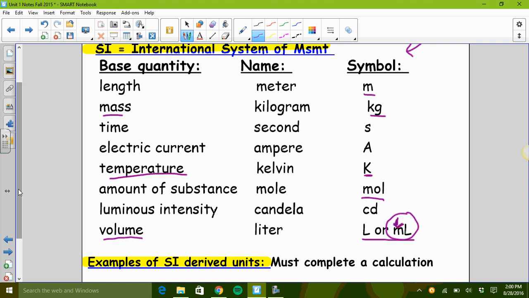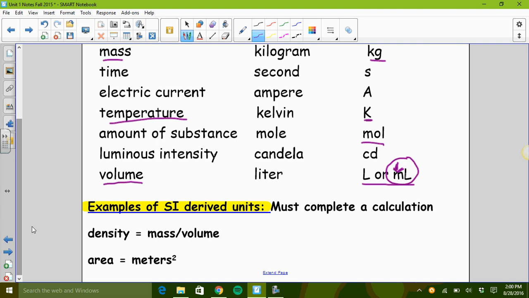Occasionally we have to derive our own units, and an example that you might be familiar with is that of density. So density, you can see it's not a measurement up here, but it includes mass and volume from the measurements above. However, it has a little bit of actually division in this case, but it's got some sort of calculation around it. So density is equal to mass over volume.